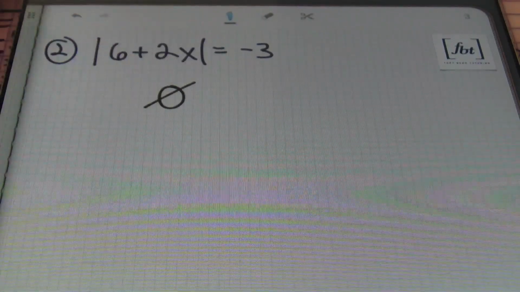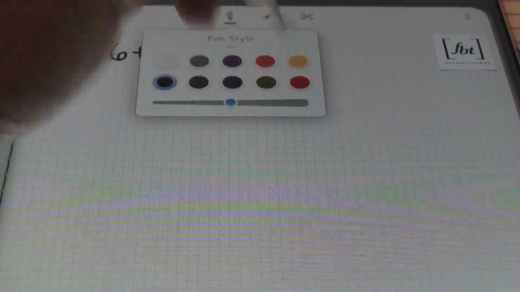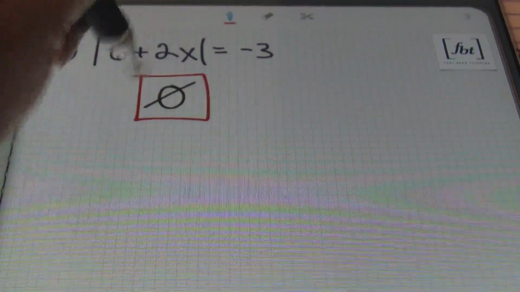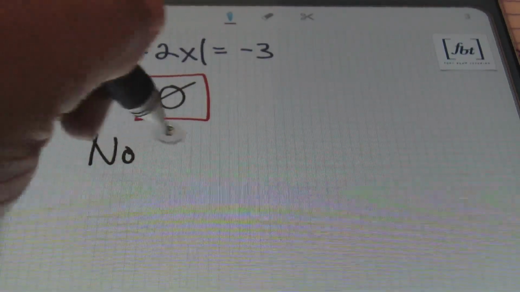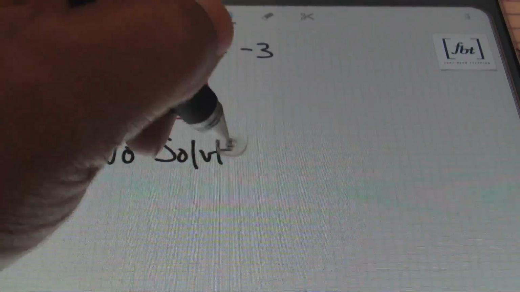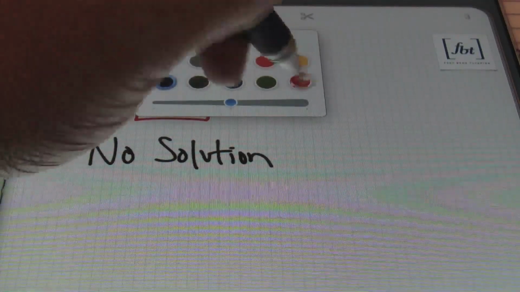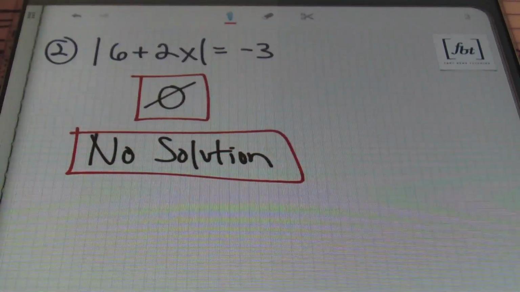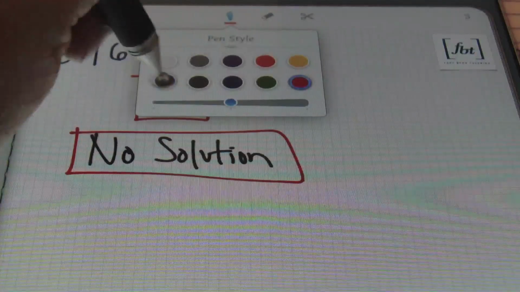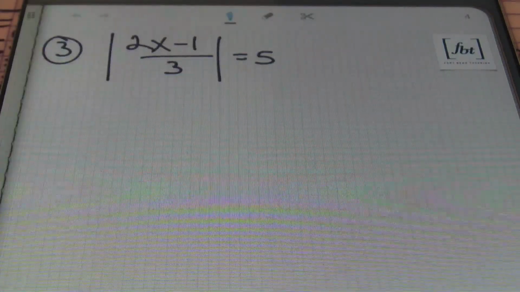This is the null set, aka no solution, ladies and gentlemen. So here is my big red box, or you can write out no solution. Either way, ladies and gentlemen, it depends on your teacher. All right, and a box goes for no solution as well. So either or, okay? There you have it. That's problem number 2. Here we are, moving on.